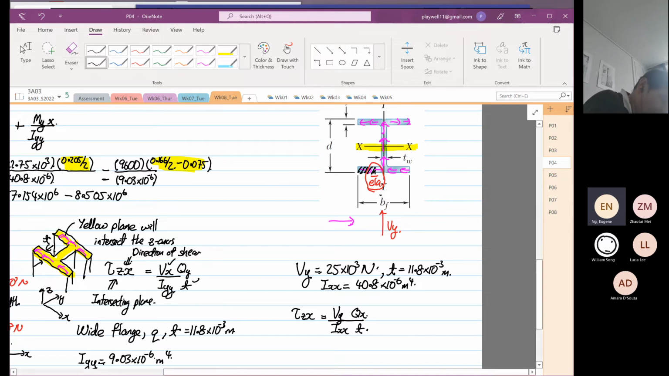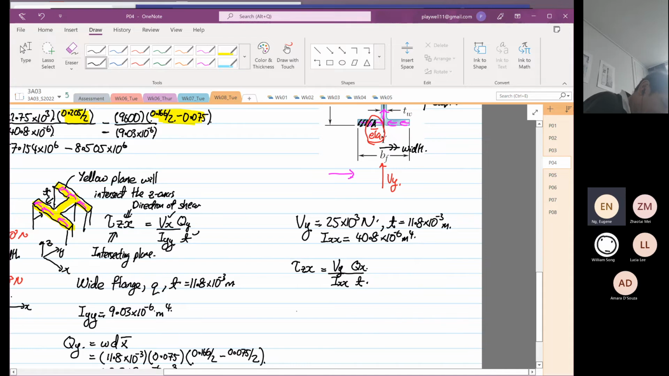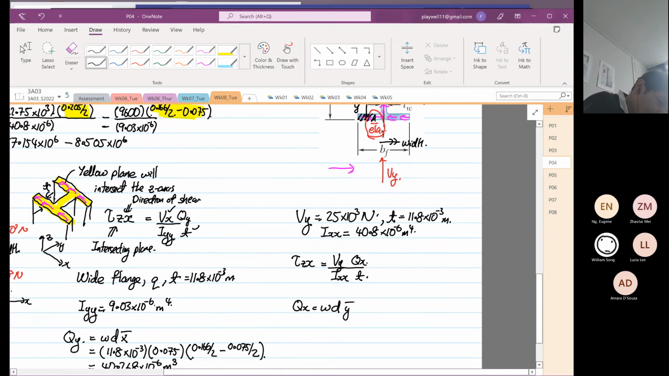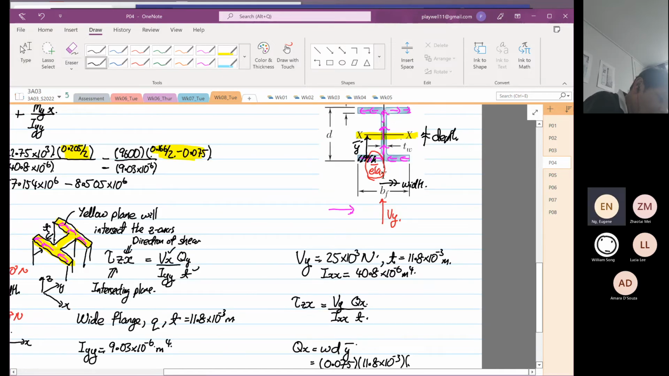So this will be our width, right? This will be our depth, right? So Qx is equal to width multiplied by depth, and the distance from here to here. This is our y bar. Okay, so the width is 75. The depth is 11.8. Now, what is the y bar?